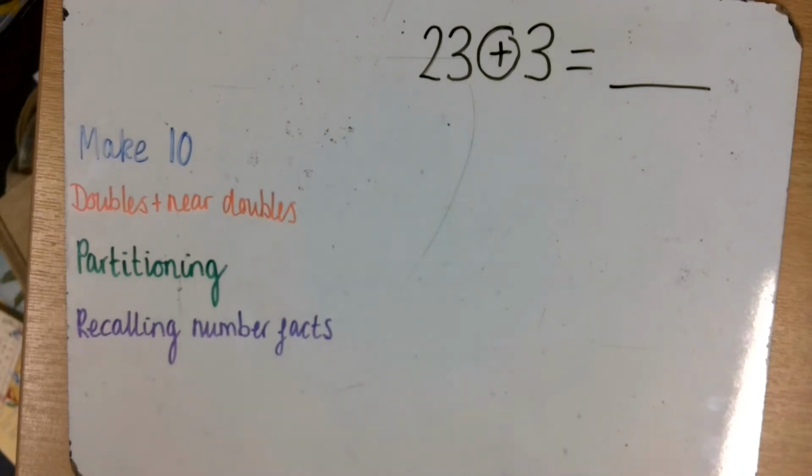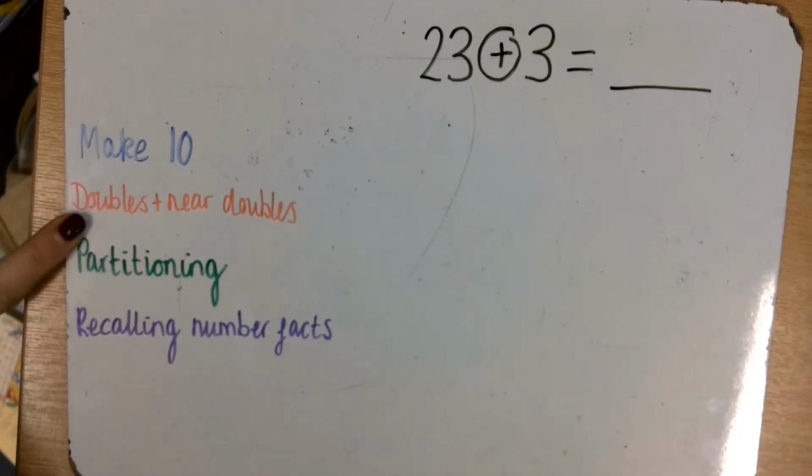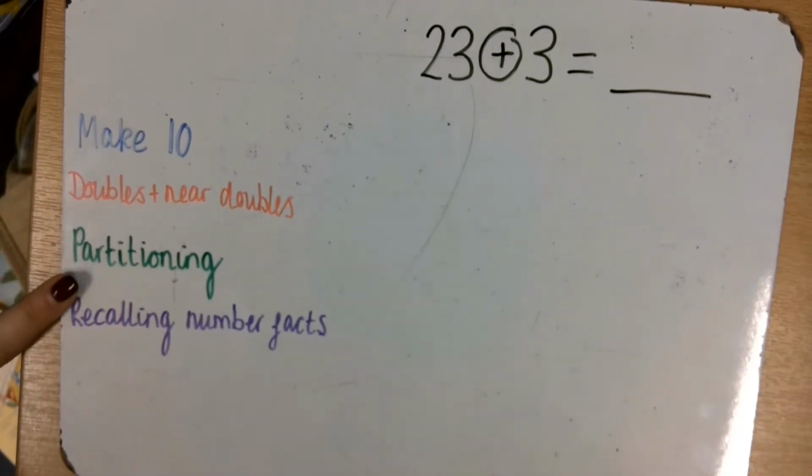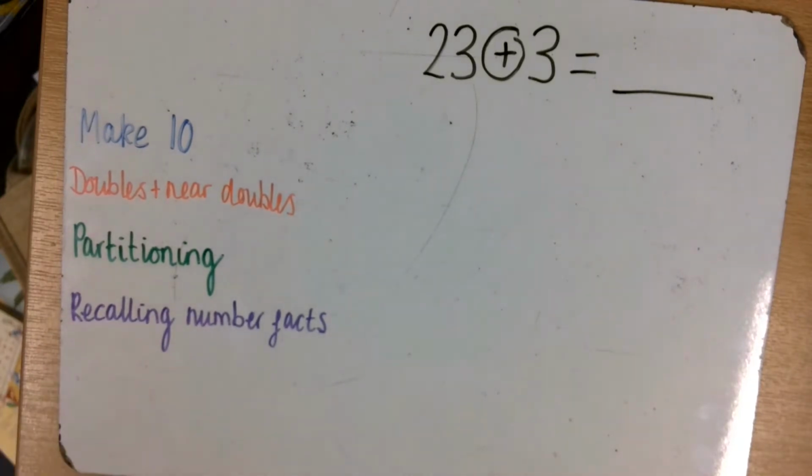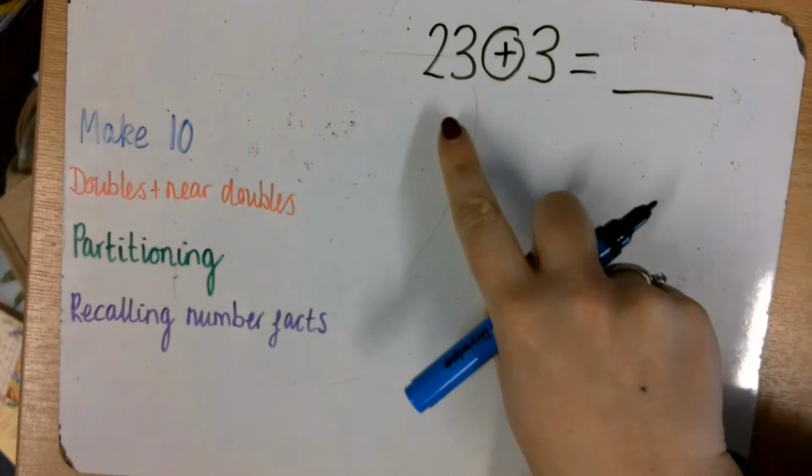Hi Year 2 Mathematicians! Today we are going to remind you how you can use the make ten strategy, the doubles or near doubles strategy, the partitioning strategy, and recalling your number facts to solve some calculations. Let's look at this calculation on my board.